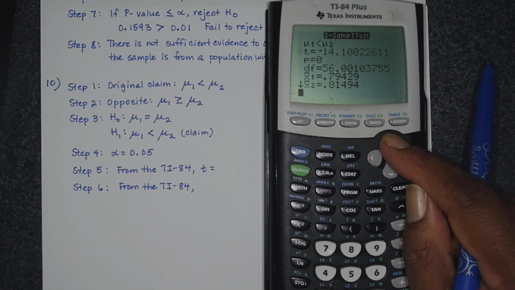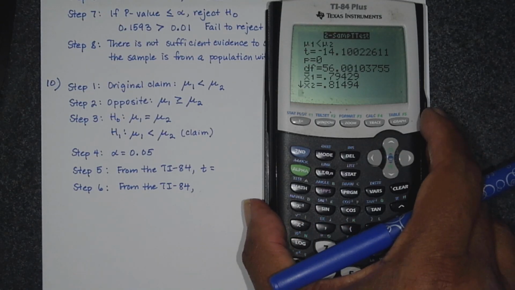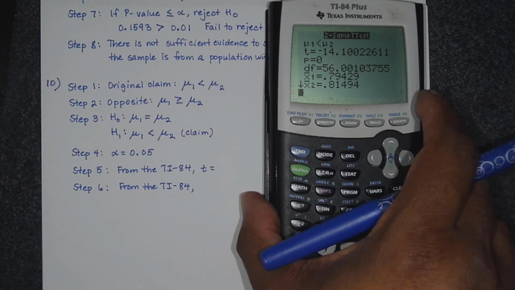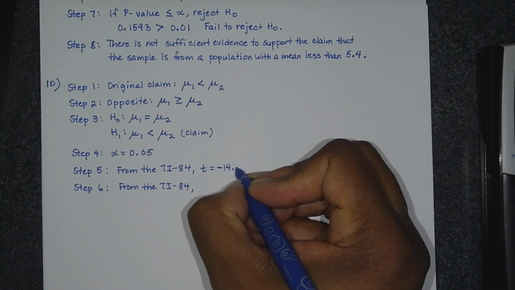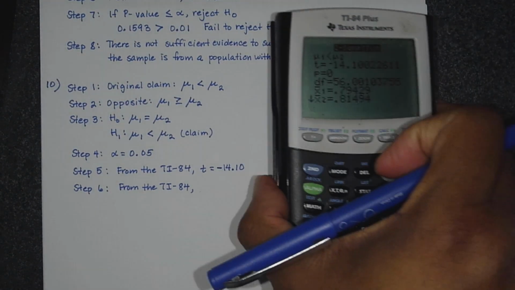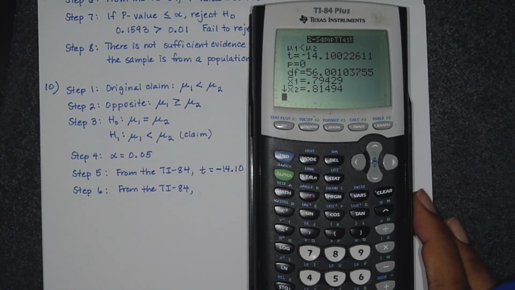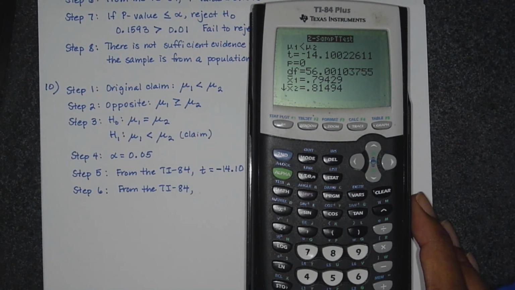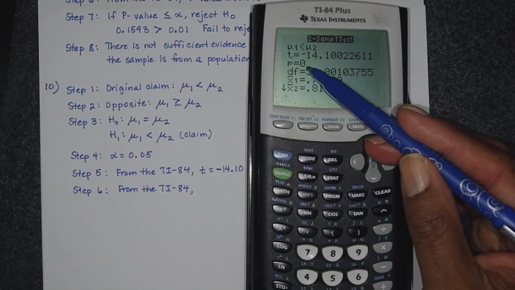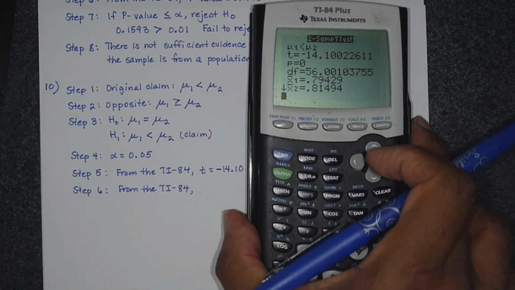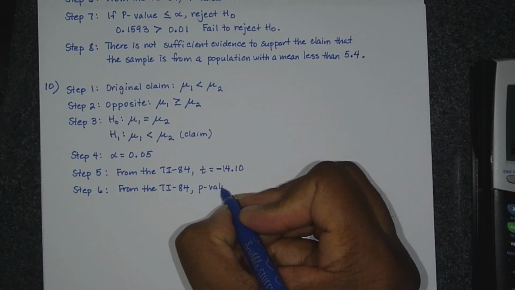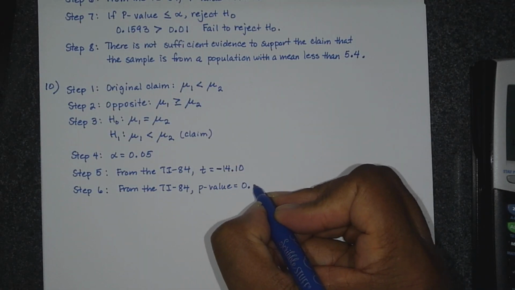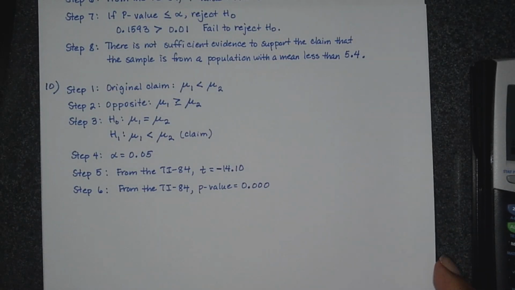Okay. Want to make sure everything's in there. So it'd be negative 14 point, to 2 decimal places, 10. And the p-value there, 0. Now I'm going to write it like this.